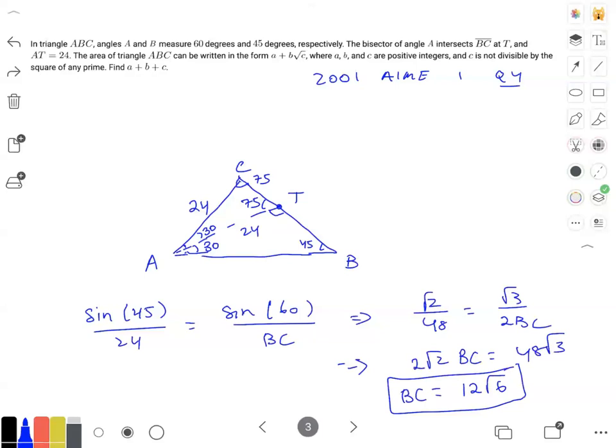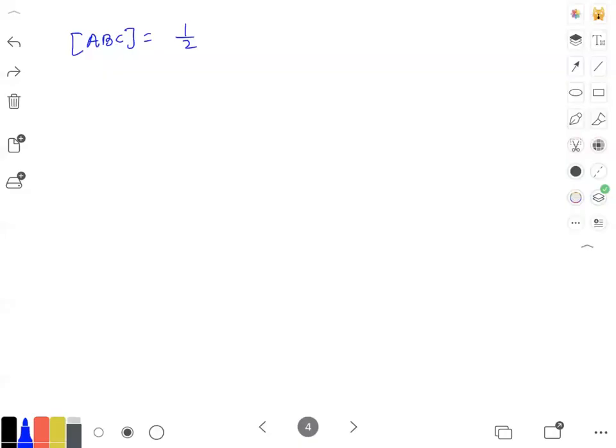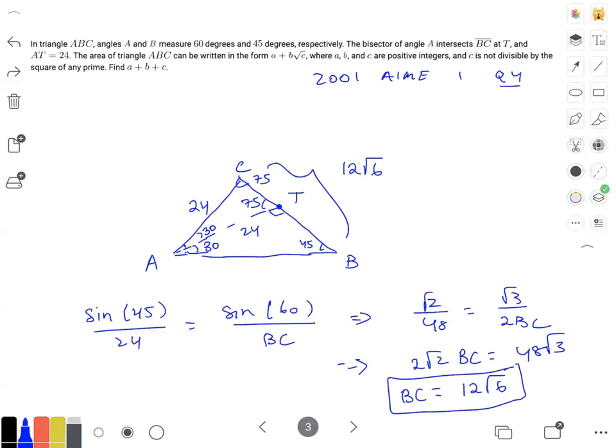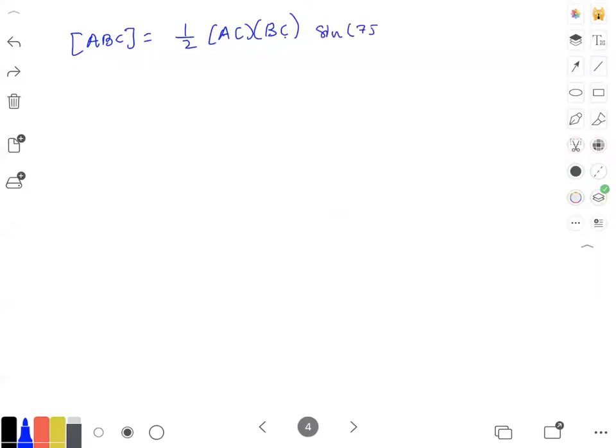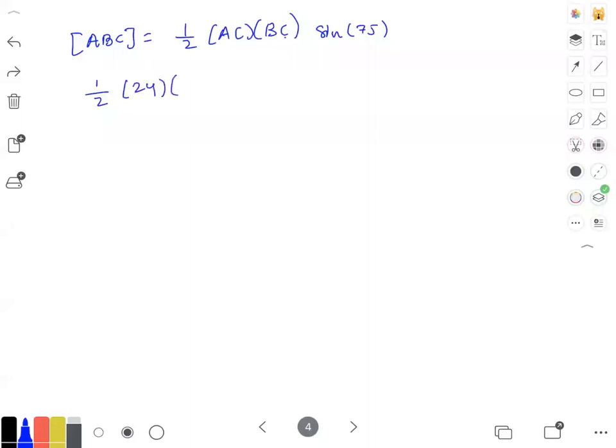Okay, great. That's actually very good. So now what I can do is write this as 12 root 6, and then I can immediately use that the area of ABC is 1/2 times AC times BC times the sine of the angle in between. I recommend you try proving the property if you're not already aware of it. So ACB is 75 degrees. We found that using angle chasing. All right, so now this is going to be simple, 1/2. We know all our side lengths. We know AC is 24, and we just found that BC was 12 root 6. And then now sine of 75. Let's just compute that real quick.